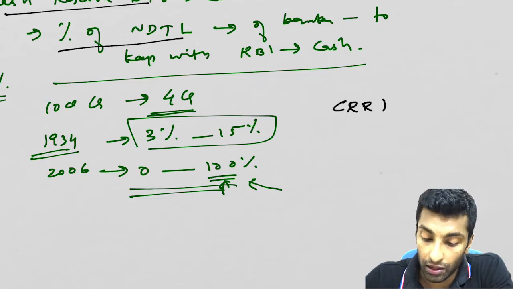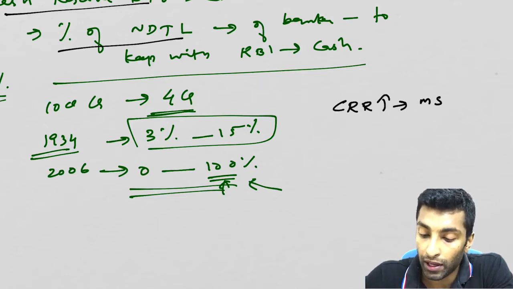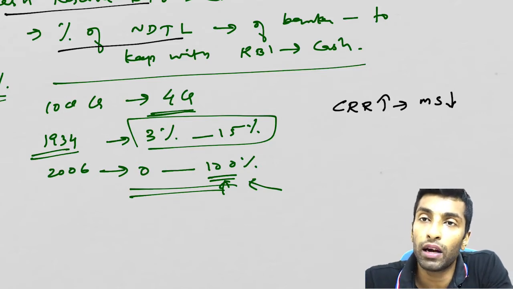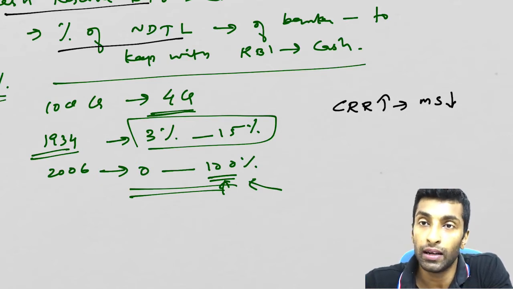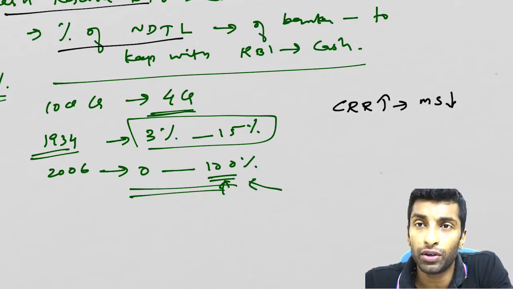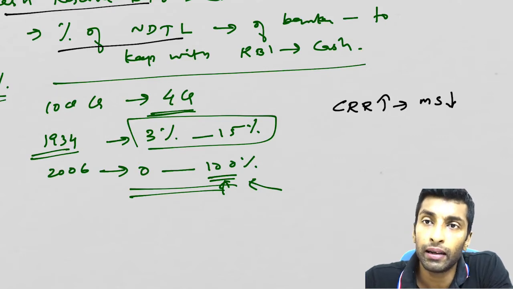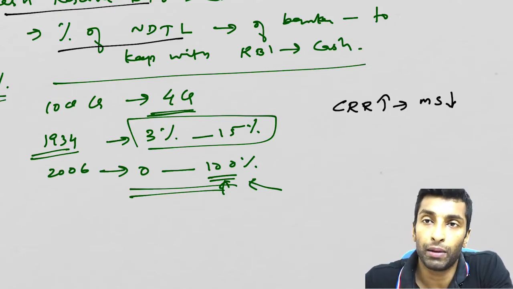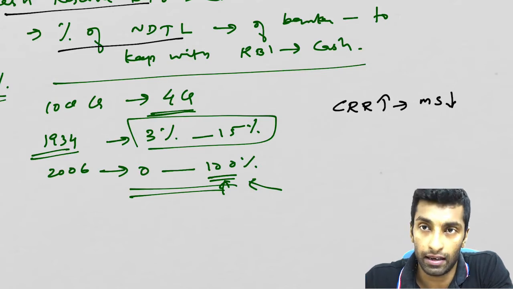If CRR is increased, what will happen? Money supply will decrease because banks have to keep more money with RBI. So banks will have less money to lend. So the bank will lend less, so money supply will come down. It will also affect the profitability of the bank because the less the lending, the less the profit. The more the lending, the more the profit for the bank, because the profit is all coming from the interest, and you get interest only if you lend.